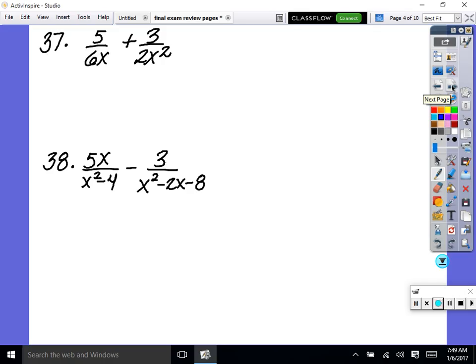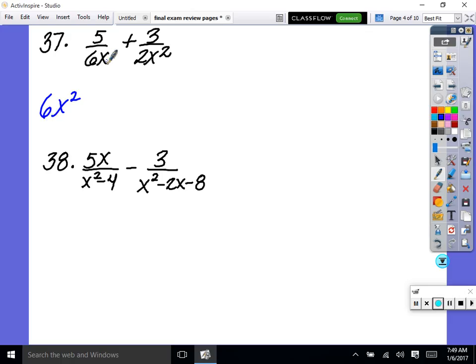When adding fractions, this is one of the times you have to have a common denominator. So notice we have 6x here, we have 2x squared. So think about it. We can make this x and x squared. So it looks like we're going to have an x squared in our denominator. And then we can make 2 6. So 6x squared is our least common denominator.